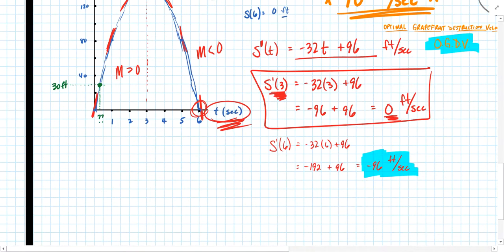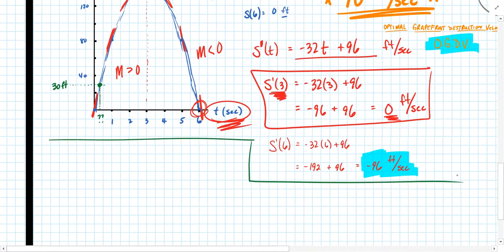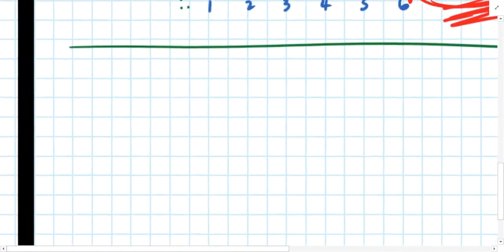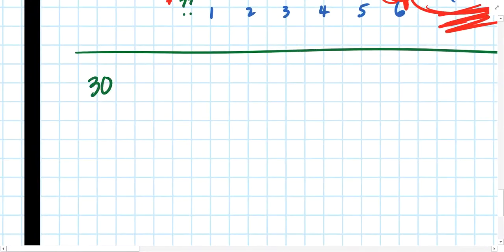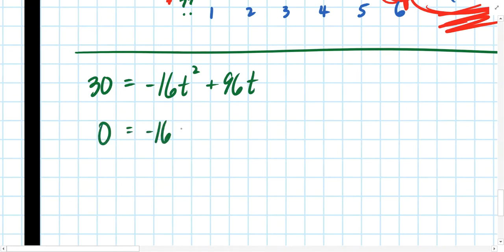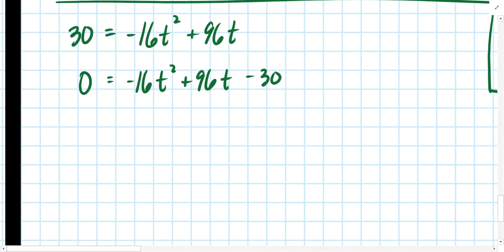So what I might do to solve this, and I'm just going to separate this from our other discussion right now, is I know that the height is going to be 30 feet, and that height, 30 feet, was some s, or some position value based on this function, negative 16t squared plus 96t. If I set this equal to 0, I have negative 16t squared plus 96t minus 30, and now I could solve. There are lots of different ways to solve this.